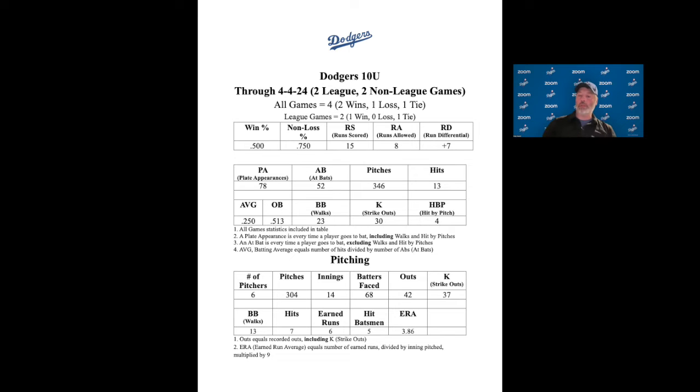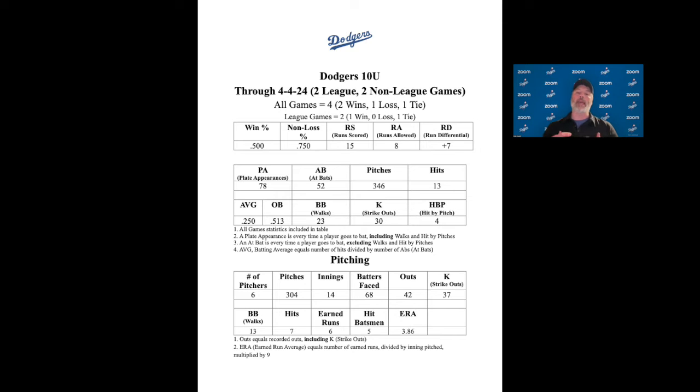Now, something else really cool that you'll see when you look at team statistics is runs scored or RS, runs allowed or RA, and RD, run differential. Runs scored means the total number of runs that your team has scored. In our case, we have 15 so far in the first four games. That's really good. Runs allowed, or RA, is the number of runs that an opponent has scored against you. So far we've given up 8 runs through the first four games. That's on average 2 runs a game, right? Our run differential is +7, 15 minus 8, +7.